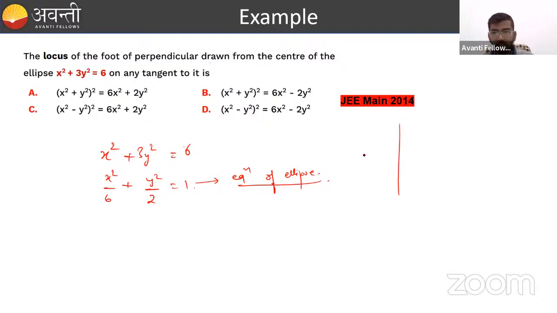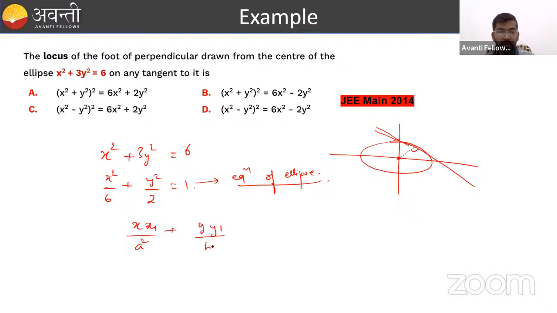So first we will draw the ellipse. The ellipse will look something like this. Now you draw any tangent to this ellipse. The foot of the perpendicular from the origin will be something like this. So the equation of any tangent will be what? x1 by a square plus y1 by b square equals 1. So this will be the equation of any tangent, or is there any other form of tangent that we can use?